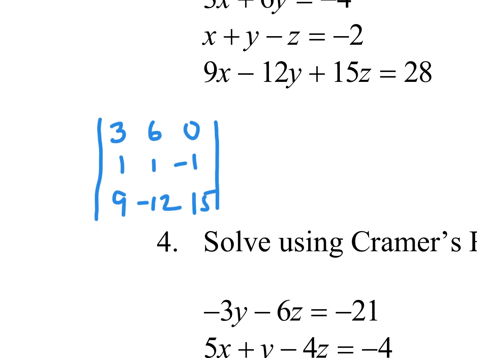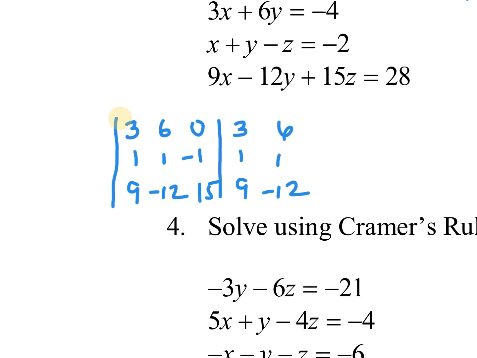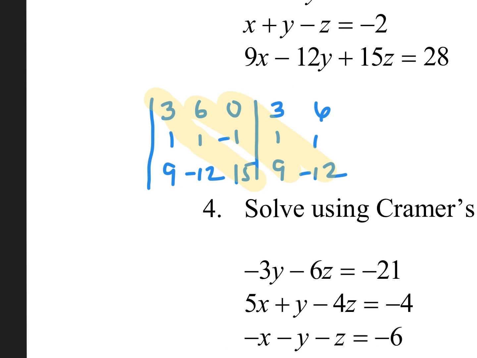So how do we find the determinant for a 3 by 3? I can't just multiply yet. What do I have to do? I have to recopy the first 2. So I have 3, 1, 9, and then 6, 1, -12. So now this is where we do our major and our minor, correct? So top left, bottom right. That's my major.